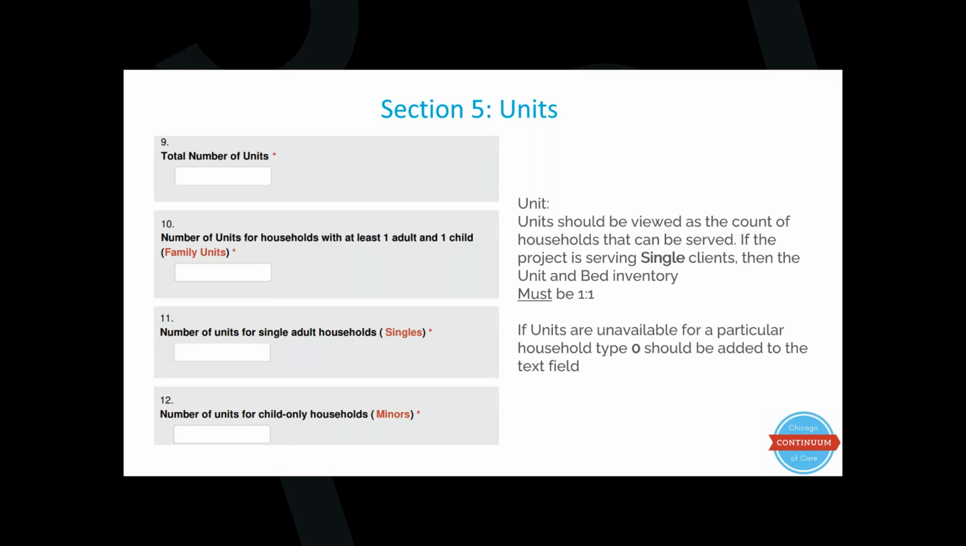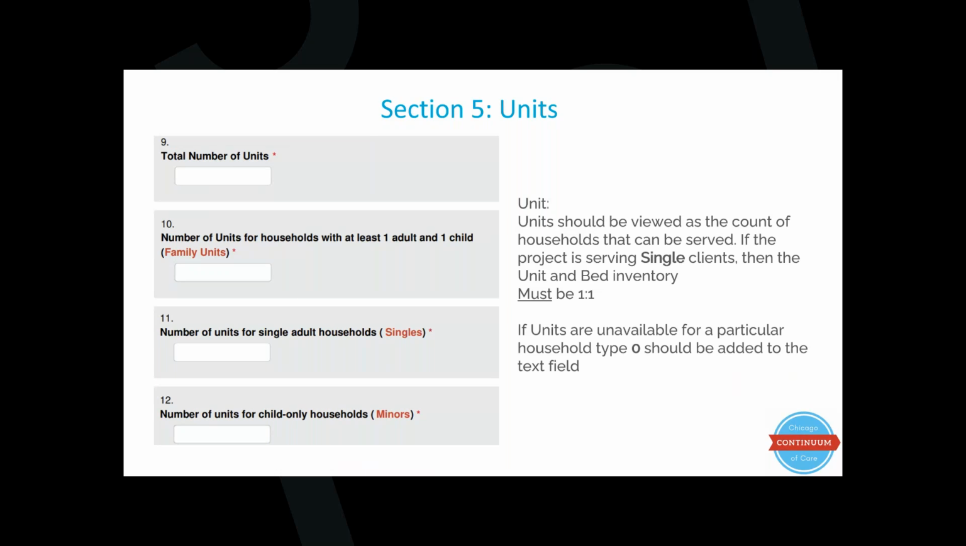And the next question is going to ask how many units are dedicated to families. And let's say I only have 10 units dedicated to families, and I have 10 units dedicated to singles and no units dedicated to minors. At that point, questions 10 and 11 will add up to question 9, because in question 9 we're documenting the total, which is 20. Question 10, we're documenting 10 family units. Question 11, we're documenting 10 single units. So all of those things add up.